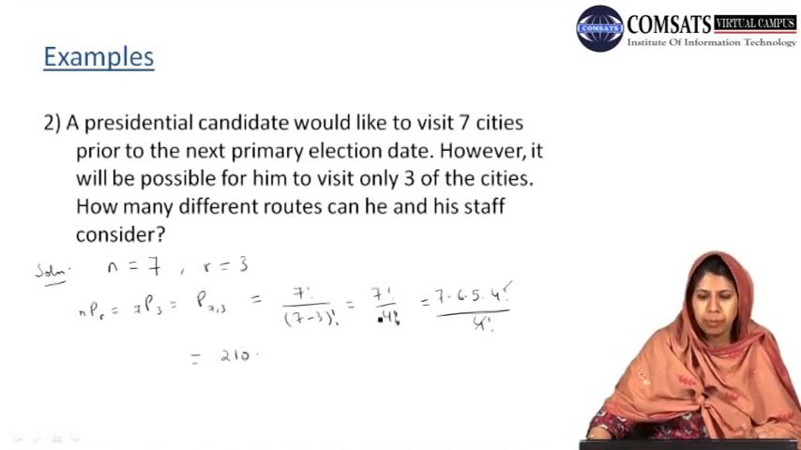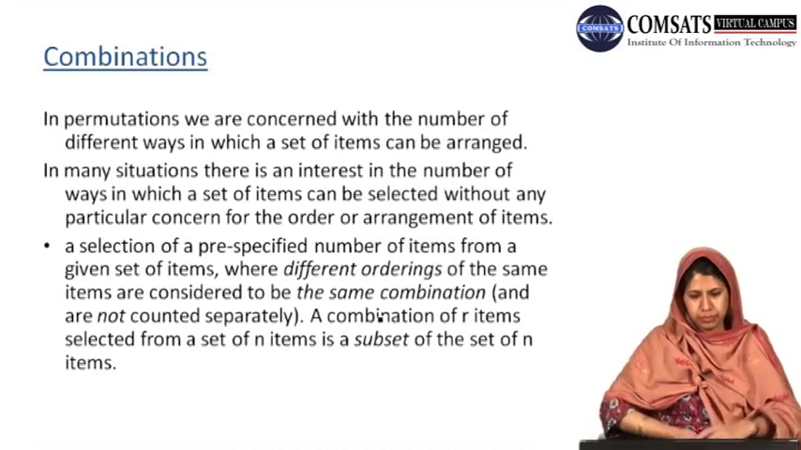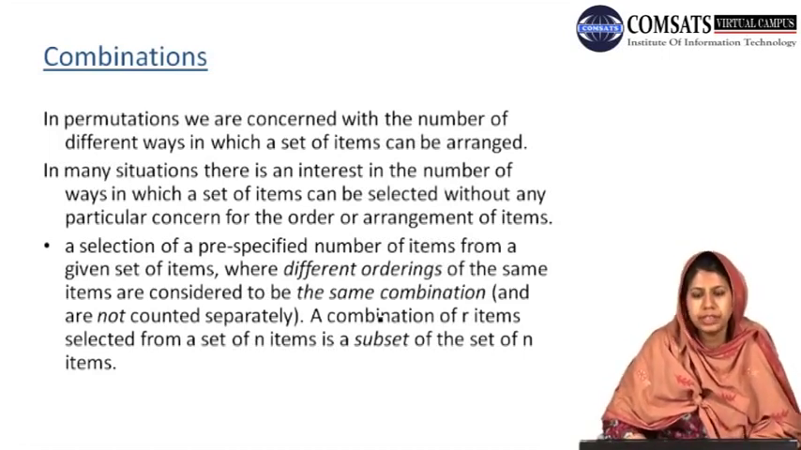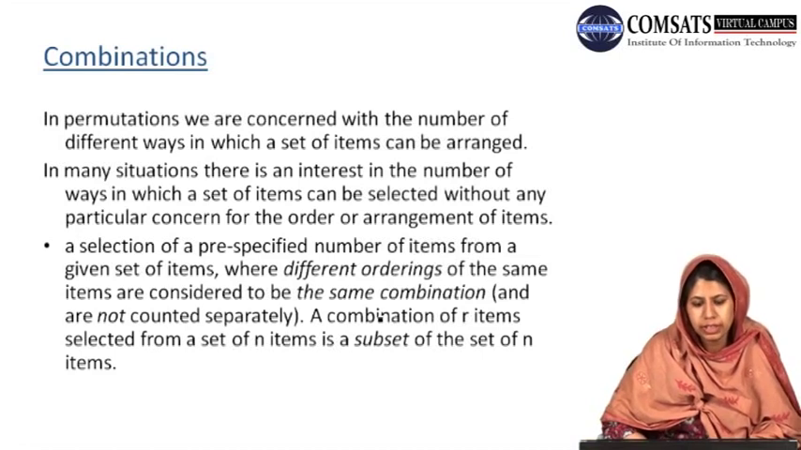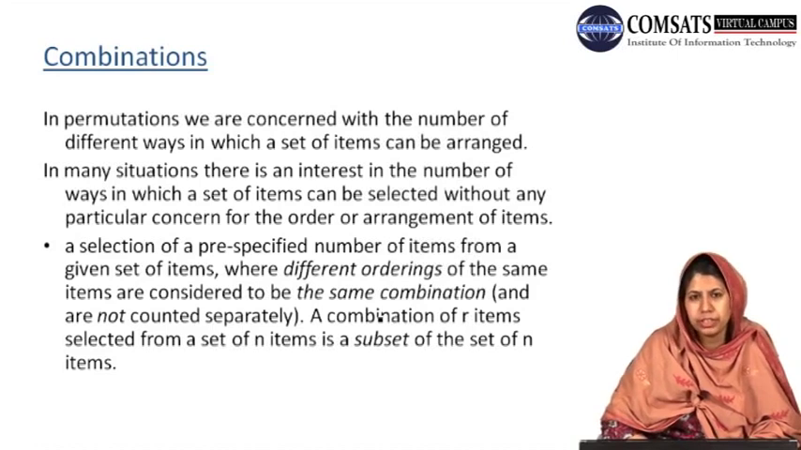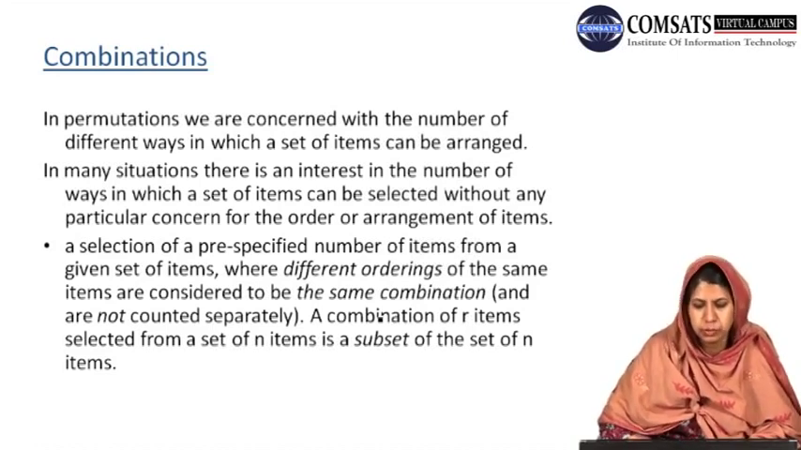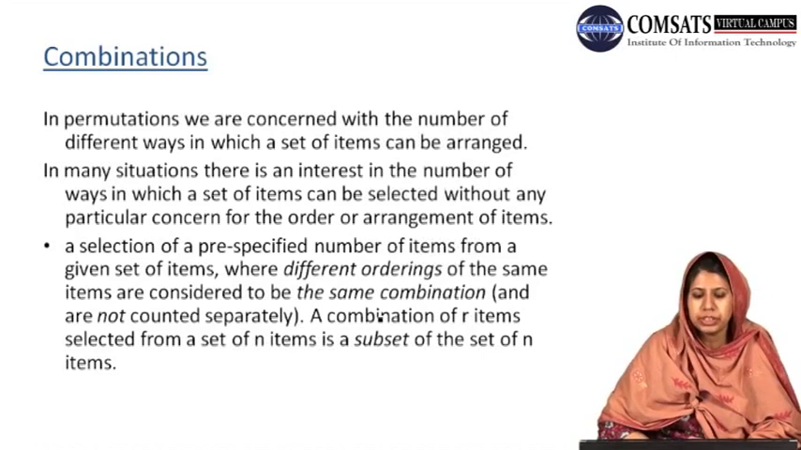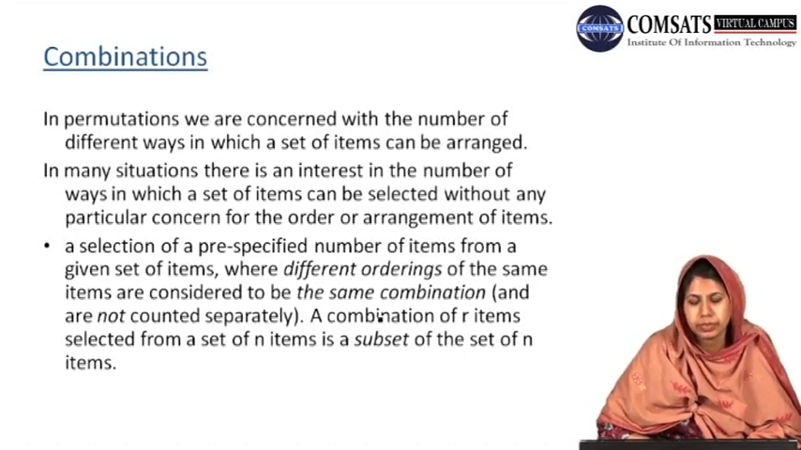Now there is one more important counting method which we have seen in the beginning of the lecture, which is the combinations. Now in permutations we are concerned with the number of different ways in which a set of items can be arranged. This is clear from the definition and from the examples we have done so far. But in many situations there is an interest in the number of ways in which a set of items can be selected without any particular concern for the order or arrangement of the items.